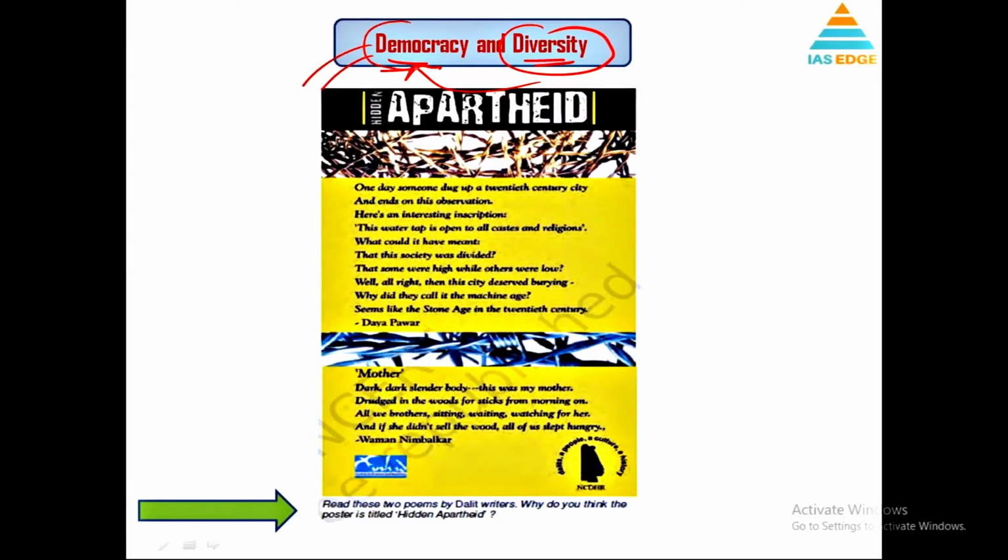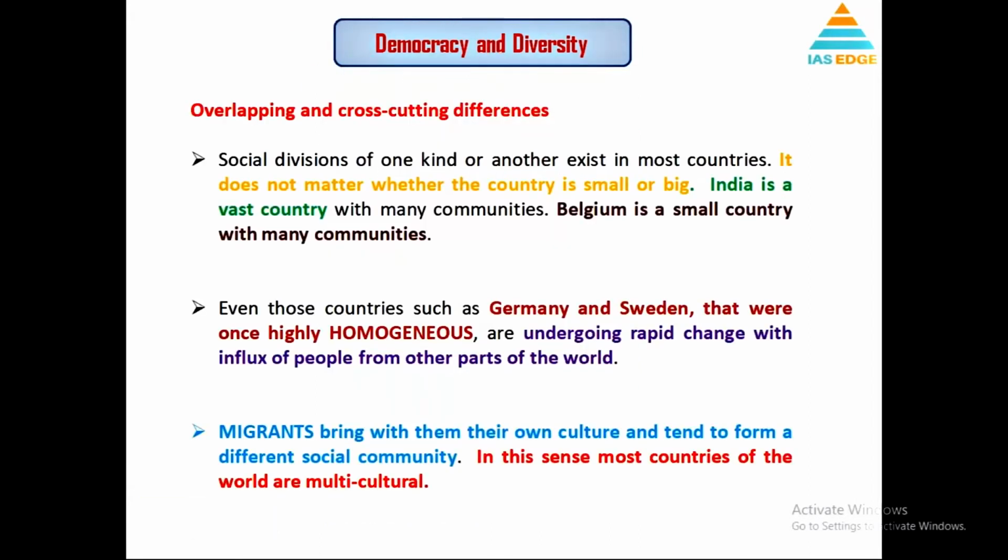Now the entire focus here is how these social differences, which are based on certain diversity, will impact democracy. Will it strengthen the democracy? Will it weaken the democracy? If it can strengthen, what are the ways it can strengthen? If it can weaken, what are the ways it can weaken? And we have to find a solution to this problem. So we discuss overlapping and cross-cutting differences.